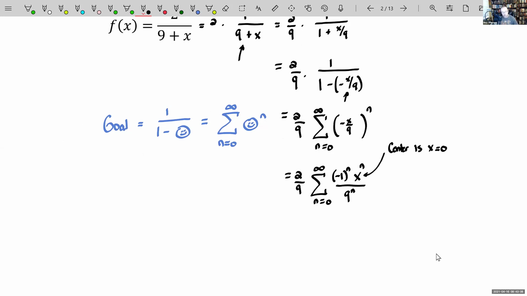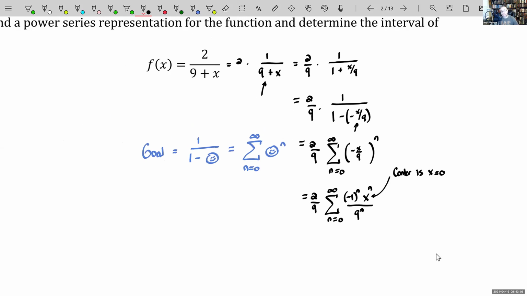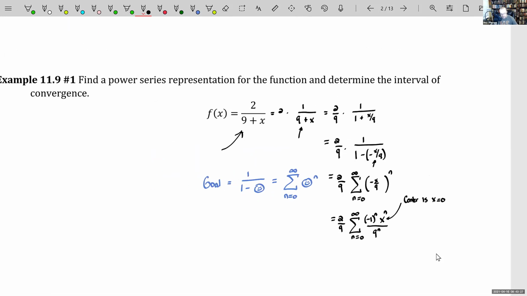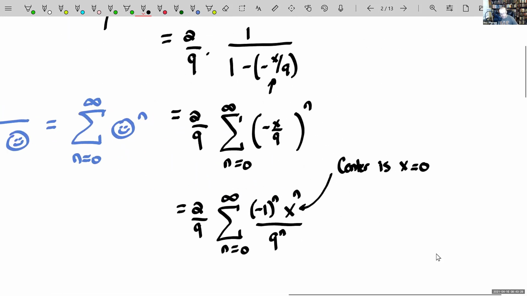So we have found the power series representation for something that wasn't 1 over 1 minus x. It was 2 over 9 plus x. And you say, well, that's great, but that's just a minor change of our original series. By the way, we were supposed to find the power series and determine the interval of convergence.